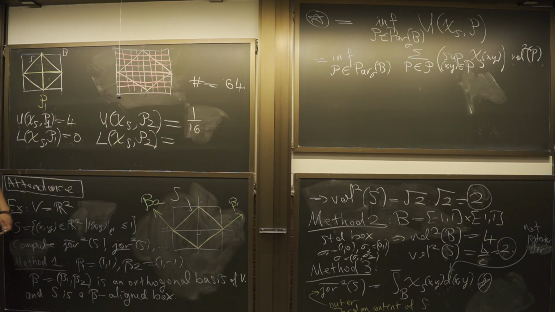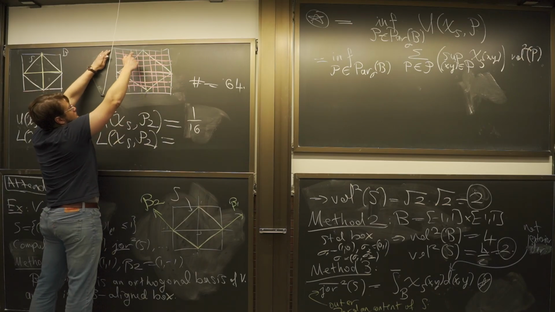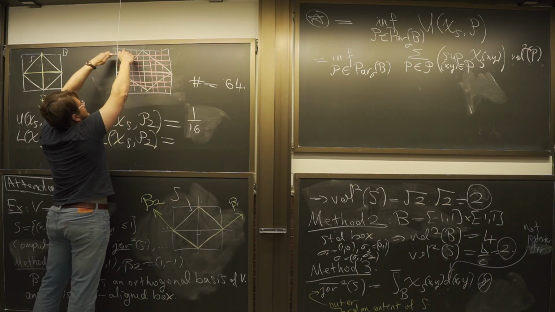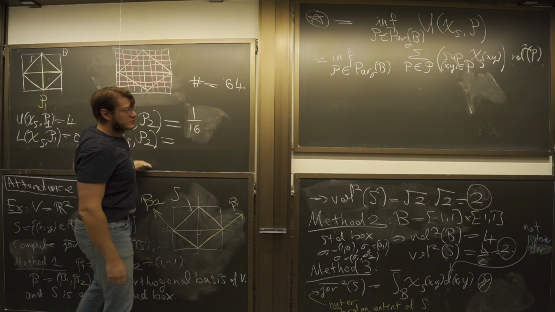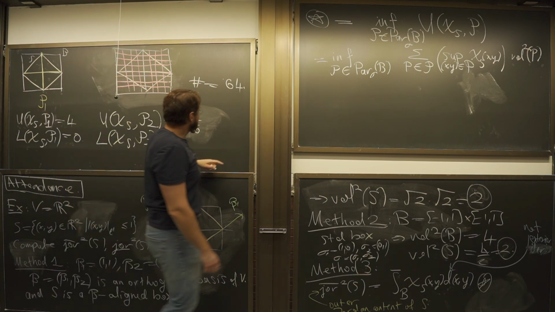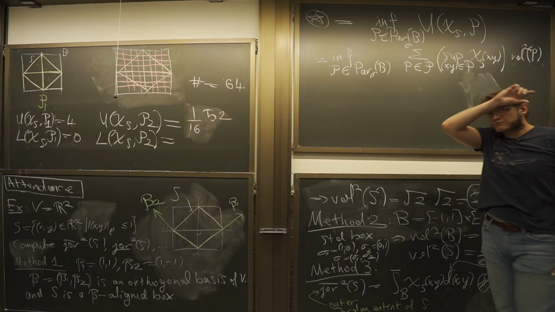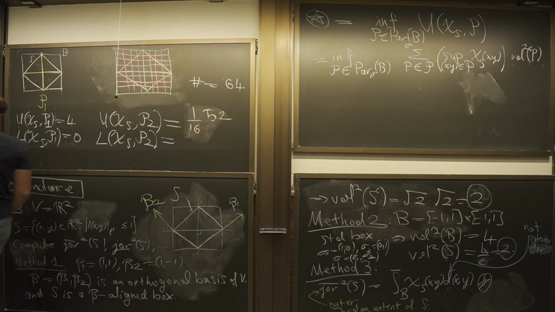How many of these pixels hit S? All but 1, 2, 3, 4, 5, 6. Oh, we count these, right? All but 3 here. 6, 9, 12. 64 minus 12 is 52. I think this works. We can simplify this, of course. 52 is 13 times 4, so 13 divided by 4.